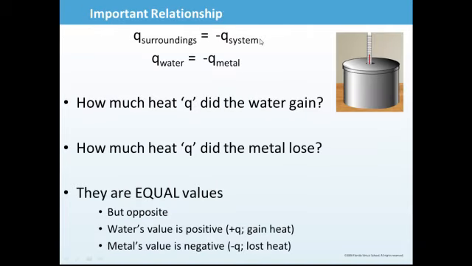Now, an important relationship that we see from the lesson is Q of the surroundings equals negative Q of the system. For our investigation, it is Q of water, water's our surroundings, equals negative Q of the metal. This is because of the law of conservation of energy. The law of conservation of energy says that energy can neither be destroyed nor created. Therefore, if something loses energy, such as our metal, something has to gain it, such as our water.